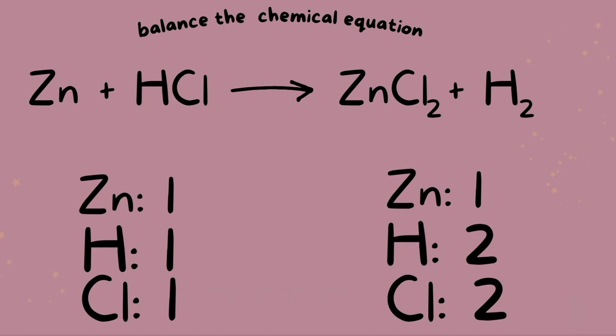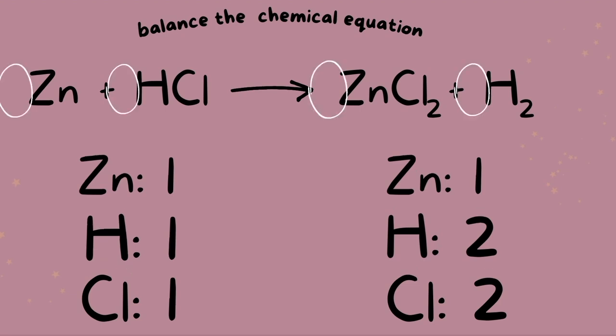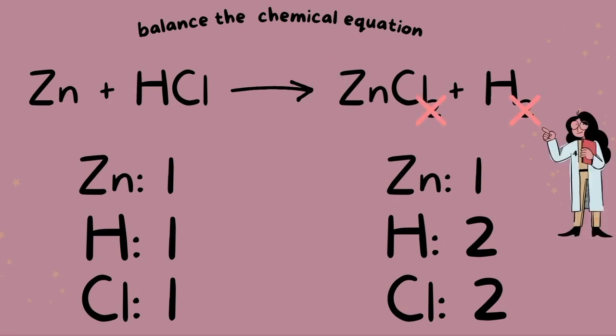Now, I want to point out something very important. The area that I have circled is called the coefficient, or basically it's where the coefficient goes. When manipulating numbers in the equation, you may only change these coefficients. The numbers down here, the subscripts, you must never ever change. If you change these subscripts, then you're going to change the entire compound.